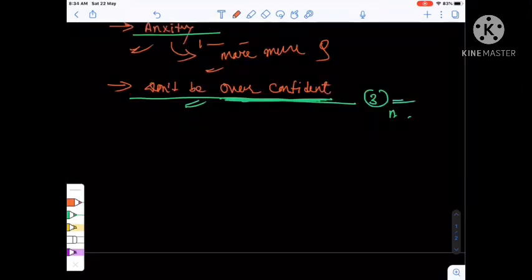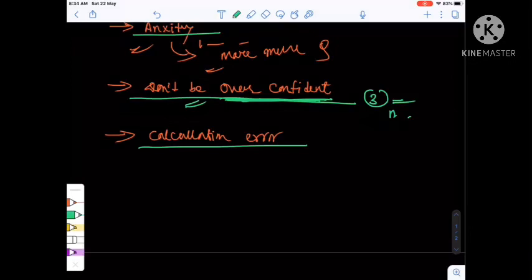Now in case of physics and chemistry, the silly mistake that happens is calculation error. In physics and chemistry, to save time we do calculations very fast, and for this reason some calculation errors occur, and for this reason the silly mistake happens.